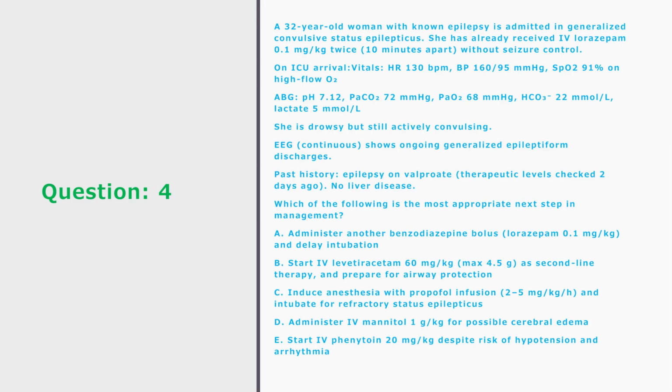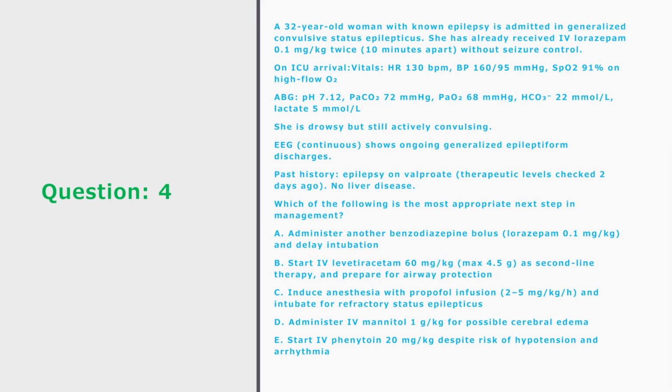Past history: epilepsy on valproate, therapeutic levels checked 2 days ago. No liver disease. Which of the following is the most appropriate next step in management? A. Administer another lorazepam 0.1 mg per kilogram and delay intubation. B. Start intravenous levetiracetam 60 mg per kilogram, max 4.5 gram, as second-line therapy, and prepare for airway protection.